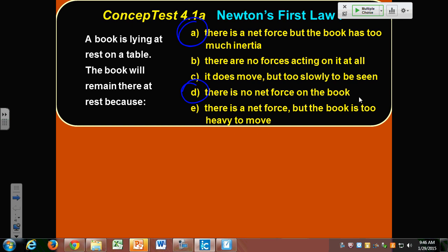Here, B, there is no net force on the book. That's the correct answer. I'm really proud of you, though, because hardly anybody, a couple people maybe, put C, which is not correct, that there are no forces acting on it at all. That's sort of the common mistake that people make. There are, of course, all sorts of forces acting on the book. There's the gravitational force, there's the normal force. There are forces within the book, like intermolecular forces between the atoms and the molecules. So there are lots of forces, but they all cancel one another out, so that there is no net force on the book. So I'm very proud of you for that. And A is not correct, because if there was a net force, there would be acceleration.